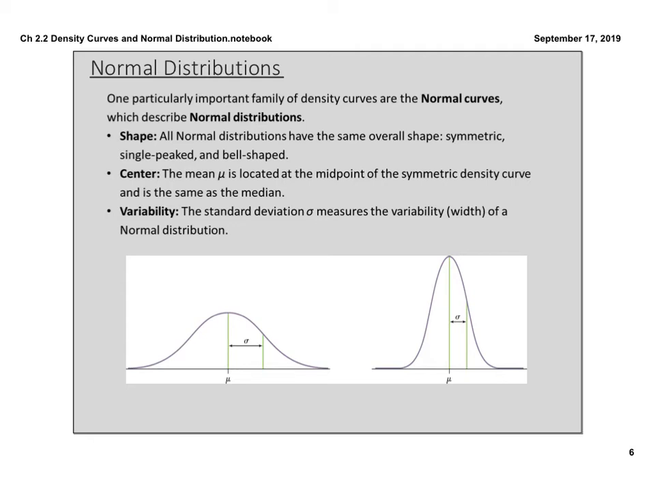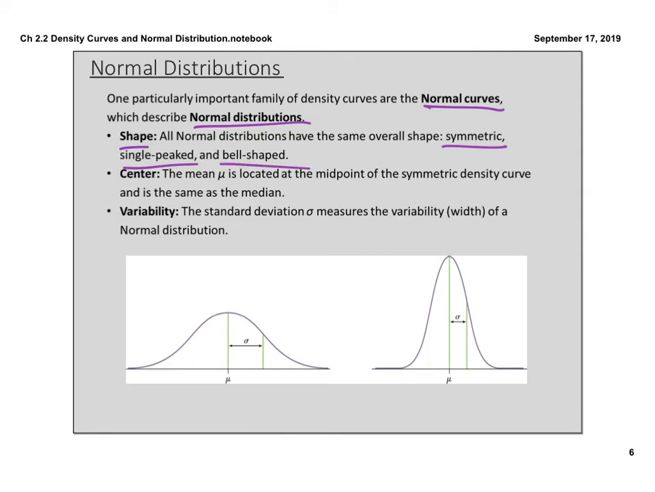Those of you who are taking AP Psych, you're gonna talk about this shape of distribution. I think they call it the bell curve, but you're gonna talk about normal distributions in your AP Psych class. So it says one particularly important family is the normal curves. That's what we use when we're describing normal distribution. The shape of all normal distributions, they have approximately the same shape. They're symmetric, they have a single peak, and they're bell-shaped.